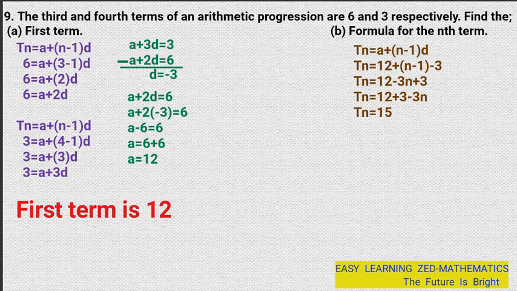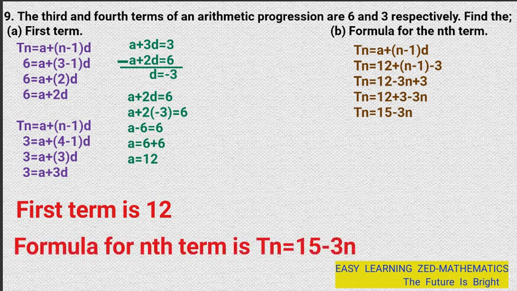Okay, so the formula for the nth term in that arithmetic progression is 15 minus 3n. Okay, so Tn is equal to 15 minus 3n. So the formula for the nth term is Tn is equal to 15 minus 3n. Okay, let's go to question number 10.